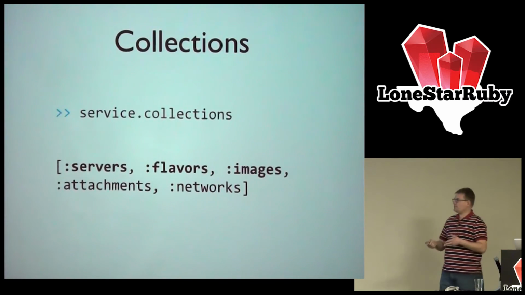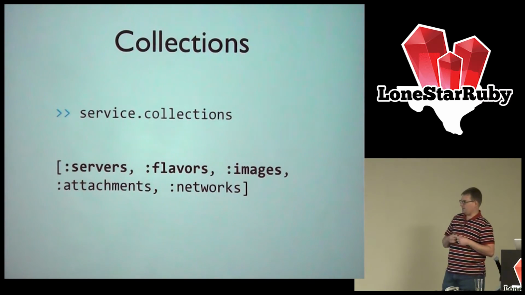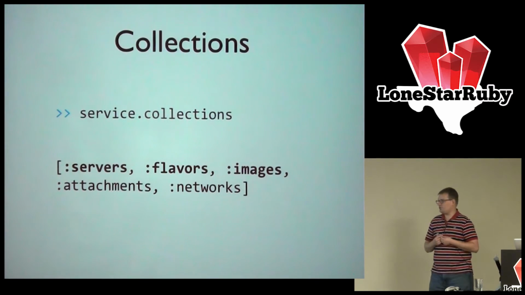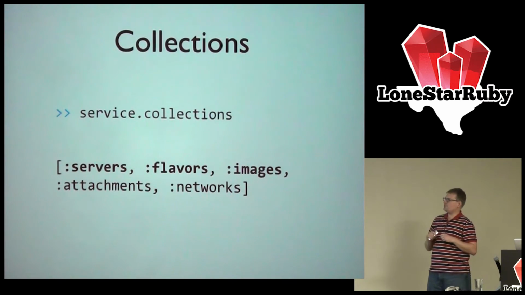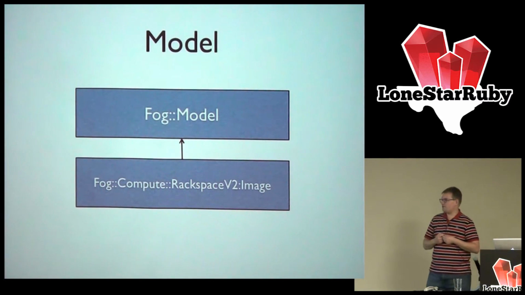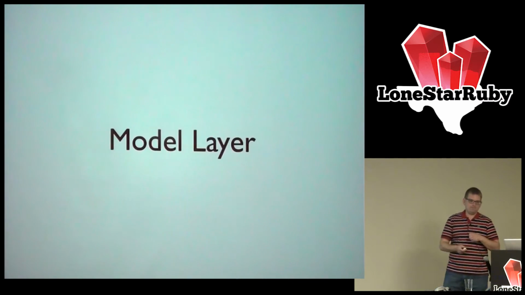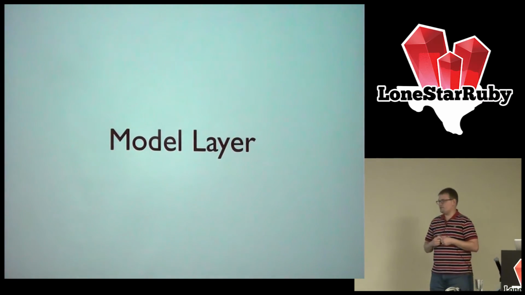I can get the list of collections that are available to a service by doing service.collections. You can see here that there are 5 different collections that are available for our compute service, 3 of which we've already used: servers, flavors, and images. And the last 2 are attachments and networks. Inside collections, of course, are models. Here again is a class diagram for that. And these are some of the methods that models typically implement. We've already seen all of these. And collectively, this is known as the model layer in Fog.